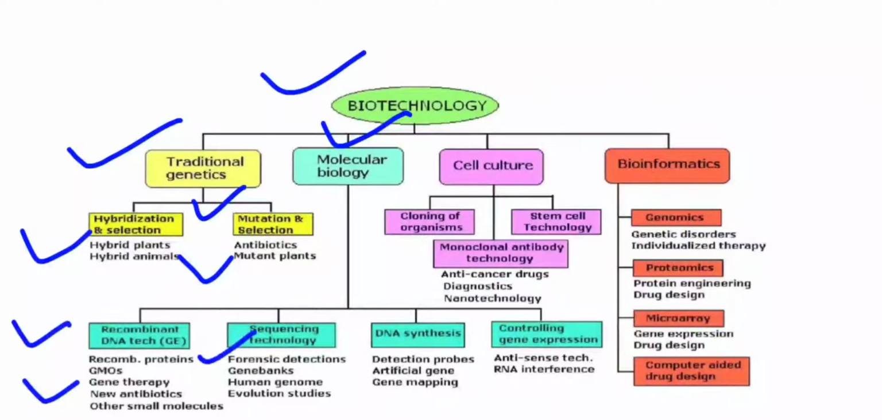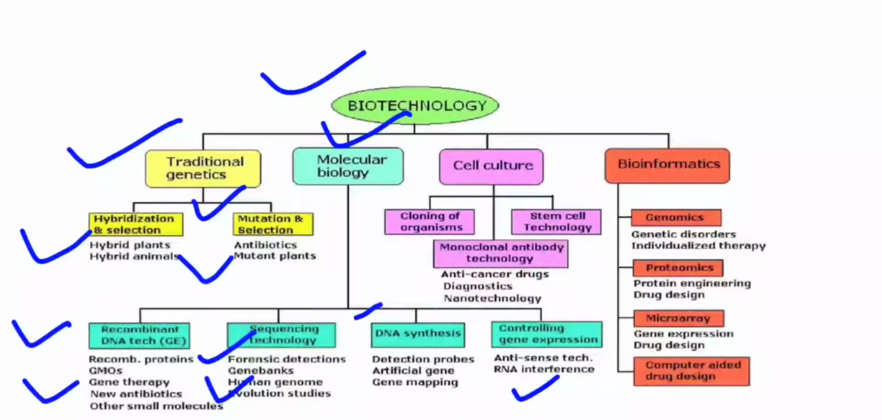There also we use biotechnology, and also to find out the evolutionary relationship between different kinds of organisms. Then it also deals with DNA synthesis, that is detection of probes, artificial gene making and gene mapping. These all categories come under DNA synthesis, which are part of molecular biology. Then there is controlling gene expression by using the RNA interference method.